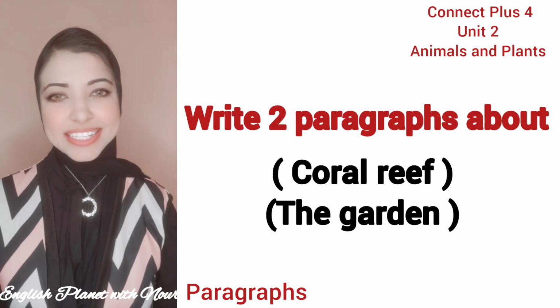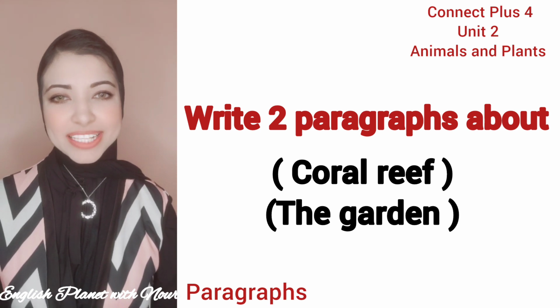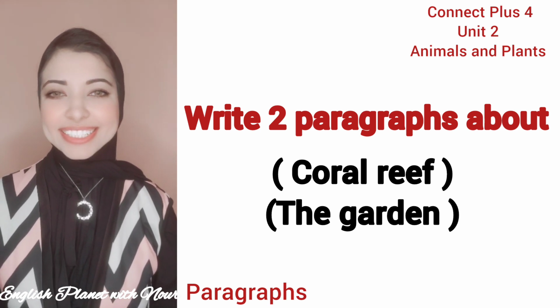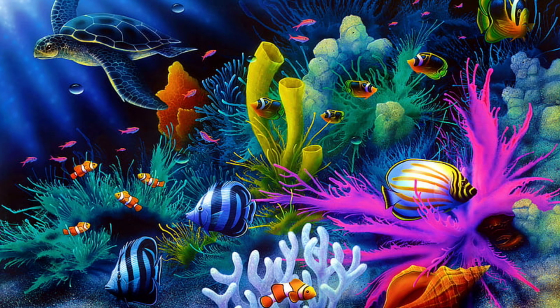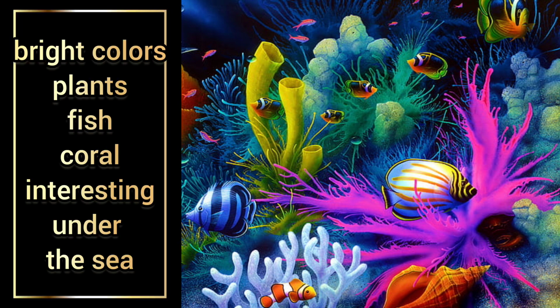Are you ready to study some paragraphs for Unit 2 Plants and Animals? Let's get started. Look at that picture and write more than 5 sentences, from 5 to 7 sentences about this picture. You have to describe that according to these elements: bright colors, plants, fish, coral, interesting, under the sea.